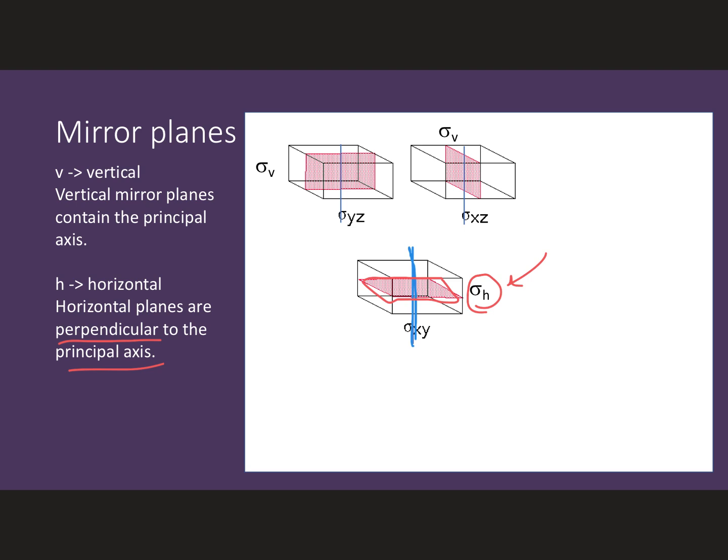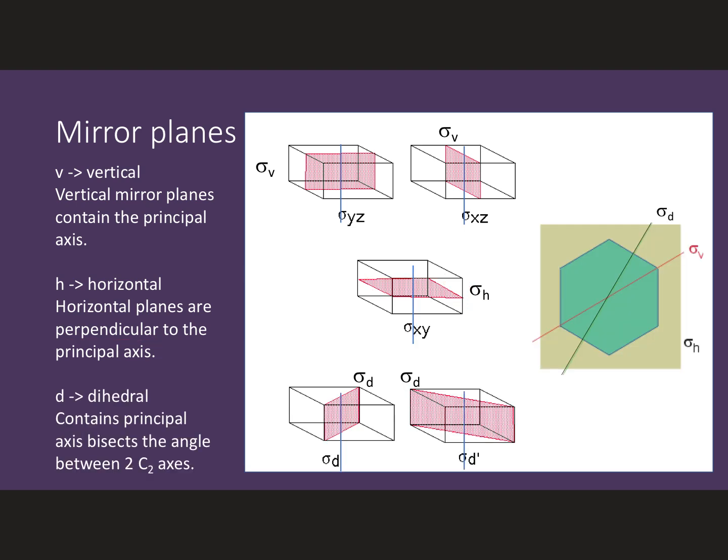There is one more, however. The last one is called a sigma D, or the dihedral symmetry plane. And this is one that contains the principal axis, but it also bisects the angle between 2 of the C2 axes. So this is something that can be a lot harder to see, so we'll have to spot it and identify it in multiple cases. I'm showing it down here, and you can kind of see how it is different. It does still contain the principal axis, but it may not be easy to see how it's bisecting 2 C2 axes. So let's point that out in another grid over here.